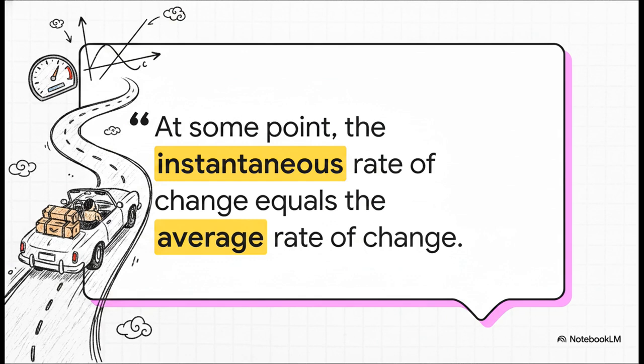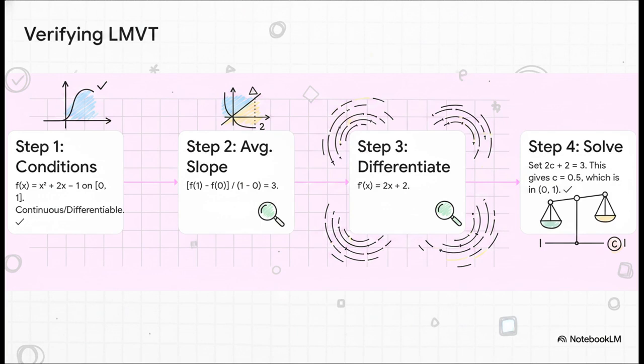It promises that at some point c during your drive, your instantaneous speed, the number on your speedometer right at that moment, had to be exactly the same as your average speed for the entire trip. The instantaneous has to meet the average. So let's run through a quick example.